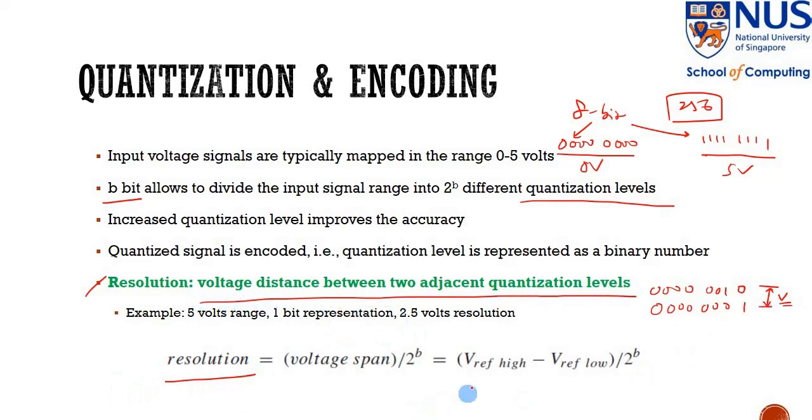To calculate that, we take high minus low divided by 2^b. In our case, we're operating at 5 volts for the Arduino, so it is 5 minus 0 divided by 2 to the power of 10, because it is a 10-bit ADC. That is how you calculate the number of quantization levels as well as the resolution.